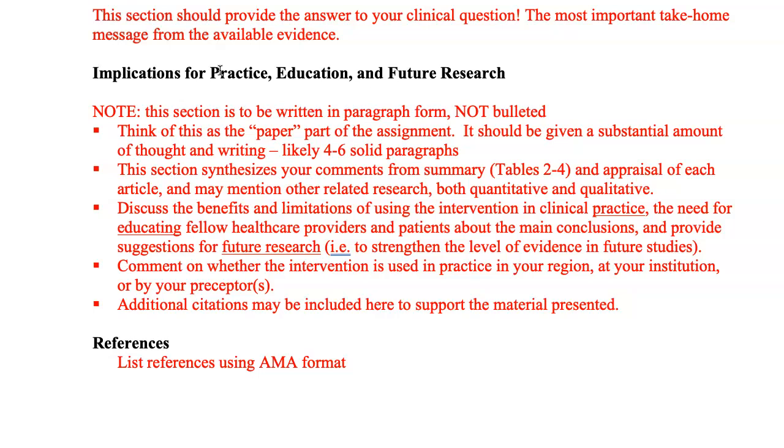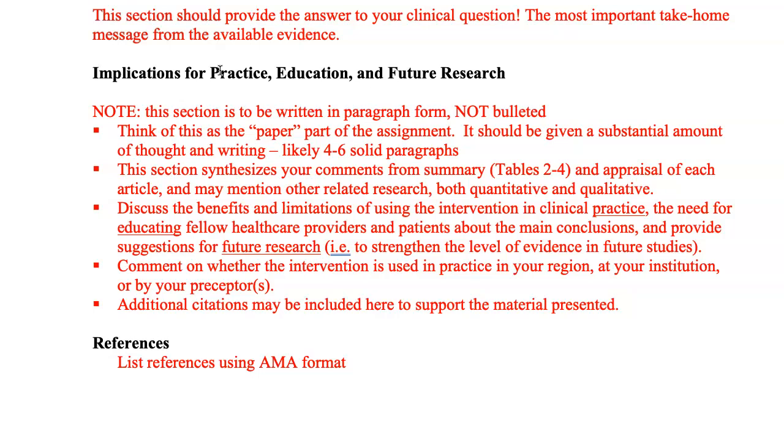Now, this section synthesizes your comments from the summary of the tables, 2 through 5, whatever number of tables you have, depending on the number of articles, where you summarized each article and appraisal of each article. And you may mention other research, both qualitative and quantitative. So this is when, as it says later in the bullet points, this is where you can bring in other articles that were published beyond the 5 or 7 year limitation.